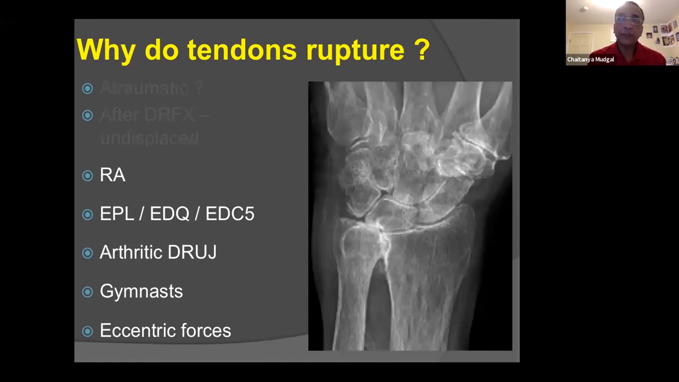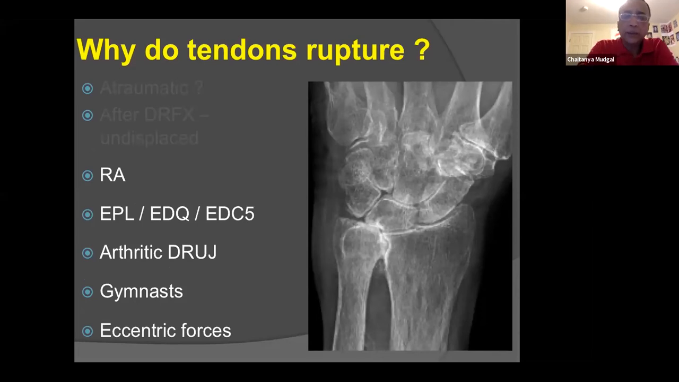Now, that's what we do, but what about other conditions? Well, rheumatoid arthritis comes to mind, and even osteoarthritis, if it causes proliferative synovial hypertrophy of the DRUJ. It can affect the EPL on the radial side, and on the ulnar side, it commonly affects the EDQ and the EDC of the small digit.